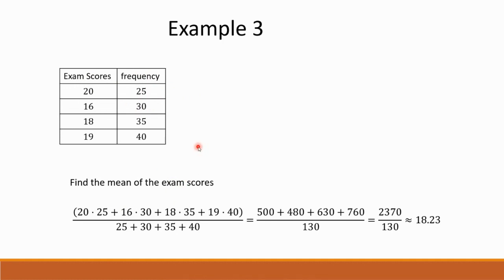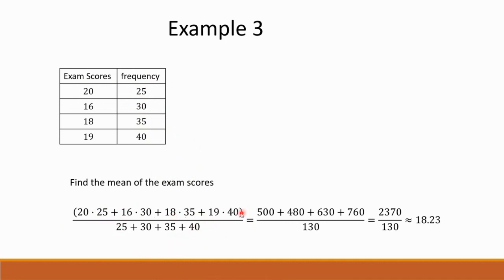Now, how many data values are there? Well, that's what the frequencies are. That's the sum of the frequencies: 25 plus 30 plus 35 plus 40. That's what the sum of them is. Okay? Good.